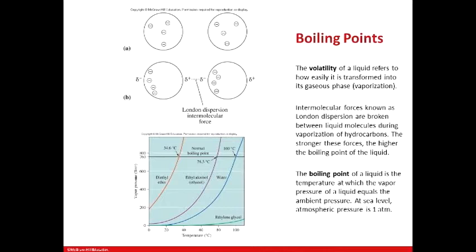They're called intermolecular forces, and the nature of the London forces determines volatility. The stronger the forces, the higher the boiling point of the liquid. So the stronger the London forces, it boils higher. More carbons tend to have more London forces. You get it? Therefore, they tend to boil higher. The boiling point of a liquid is the temperature at which the vapor pressure of the liquid equals the ambient pressure. At sea level, the atmospheric pressure is 1 atm. You know by now, if it's bold, you want to memorize it.